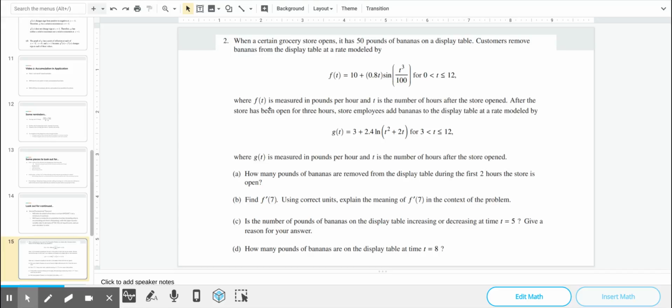A couple of things I want to point out here. The function f is measured in pounds per hour. Again, reiterating the fact that this is a rate of change function, not an amount function. That's not the amount of bananas. And then t is the number of hours after the store is open. Okay, so at t equals 0, the store is open. Any hour after that is just time moving forward. Okay, so that's what's happening with things leaving the bananas display table.